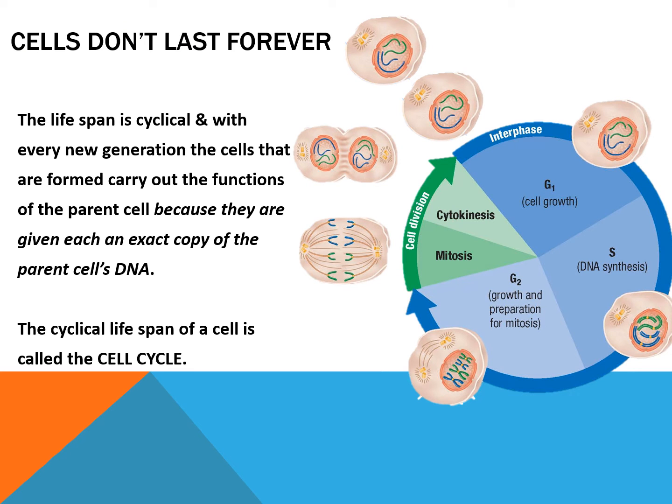Every cell in an organism has a particular lifespan. They don't last forever. Cells are born, grow and do their jobs, divide, and finally create two new daughter cells. The lifespan is cyclical, and with every new generation, the cells that are formed carry out the functions of the parent cell because they are each given an exact copy of the parent cell's DNA. The cyclical lifespan of a cell is called the cell cycle.